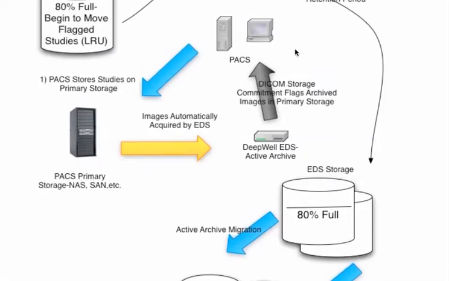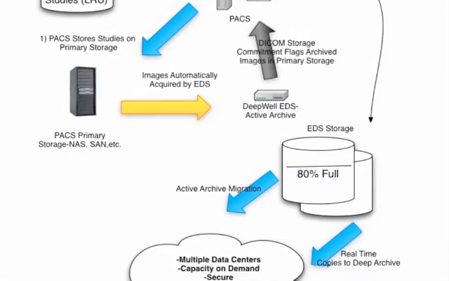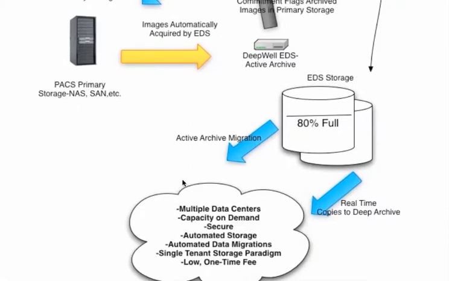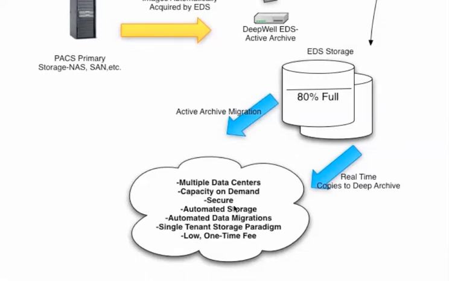So again, let's look at that diagnostic study data. It comes in, gets stored on the very fault-tolerant, expensive primary storage, gets acquired in real time by our on-site server, and gets written out in real time to multiple deep archive storage centers. Now, we're using Active Archive technology in our deep storage centers here, as well as in the on-site server component. How are we doing that?